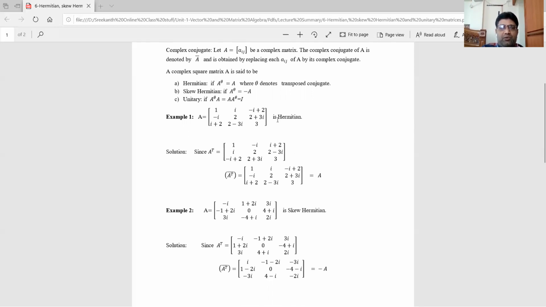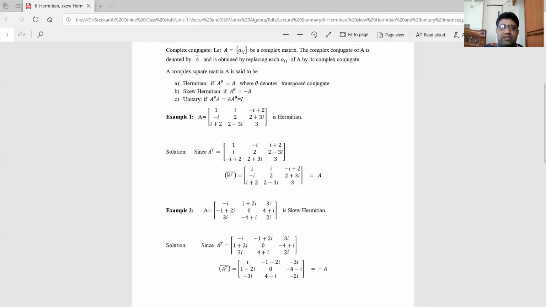Now here you can see very clearly A is given as a 3 by 3 matrix. First we take its transpose. Transpose means make each row a column. The first row is 1, i, minus 1 minus i plus 2, and that we made it the first column. The second row we made the second column, the third row we made the third column. So we got its transpose.